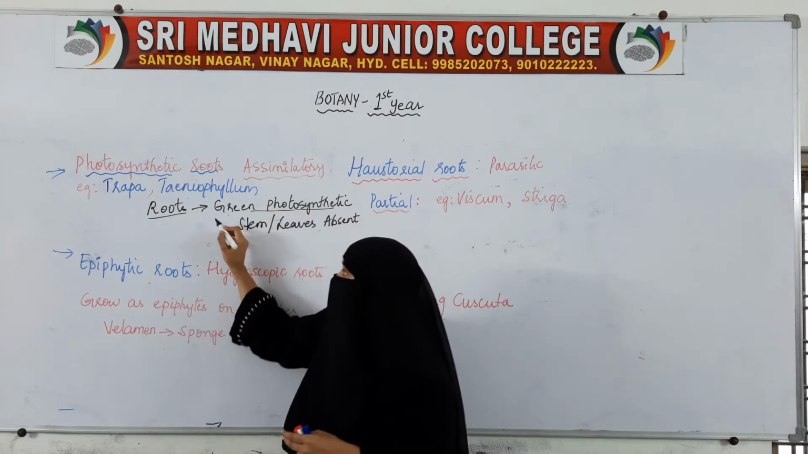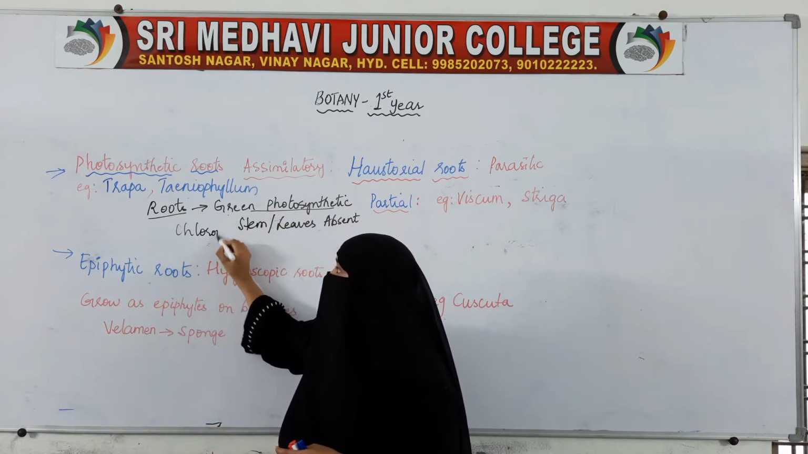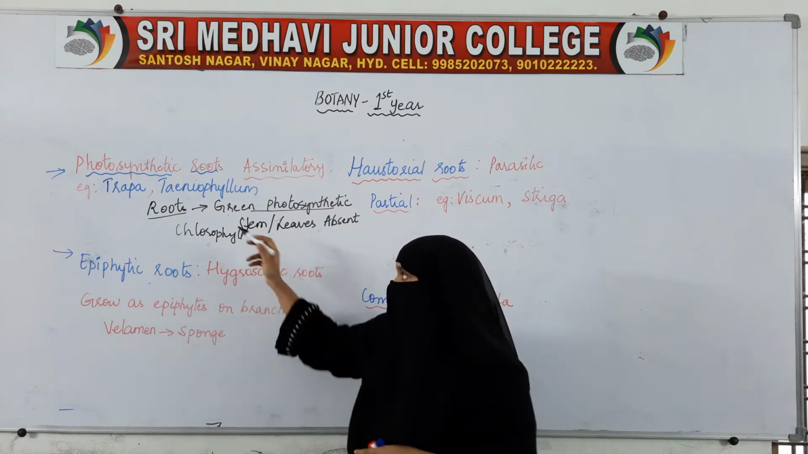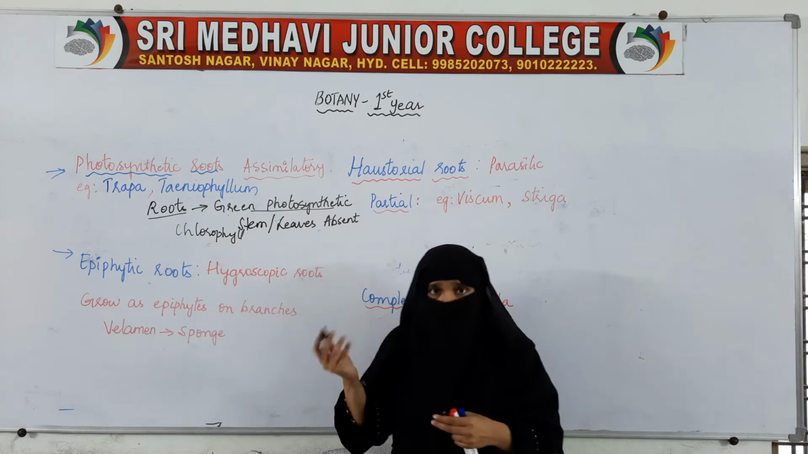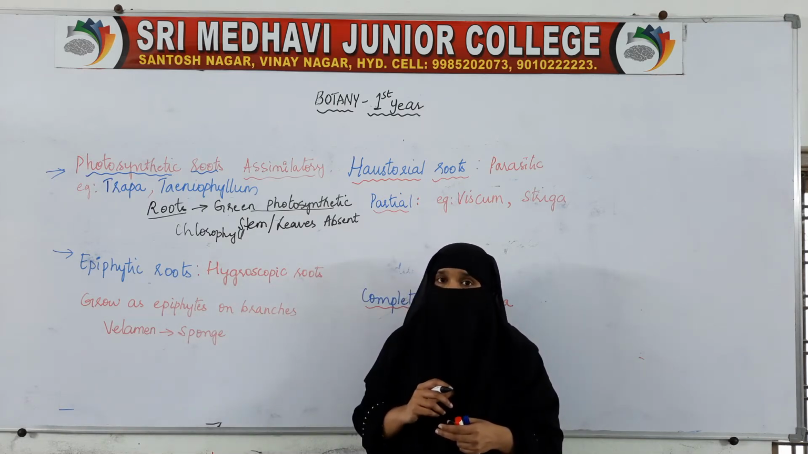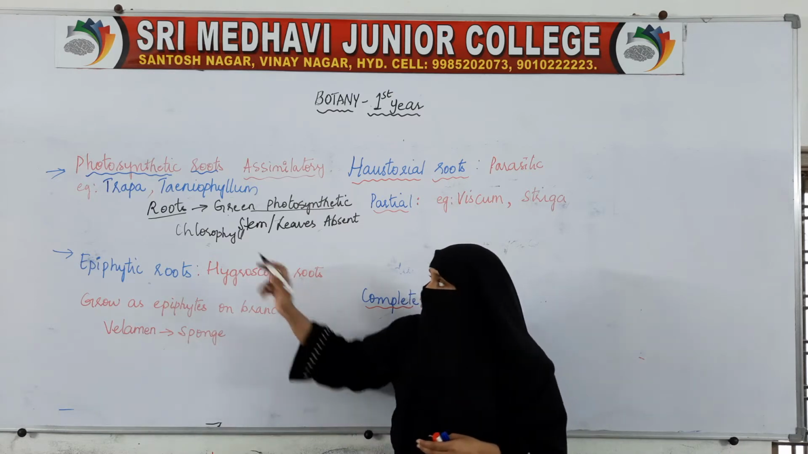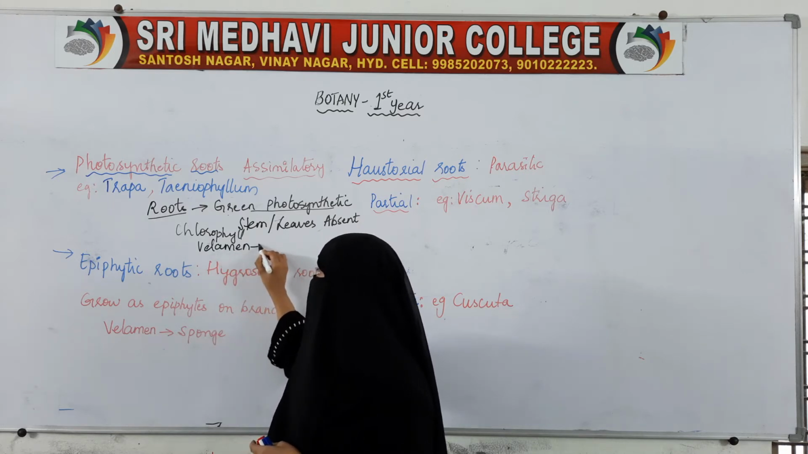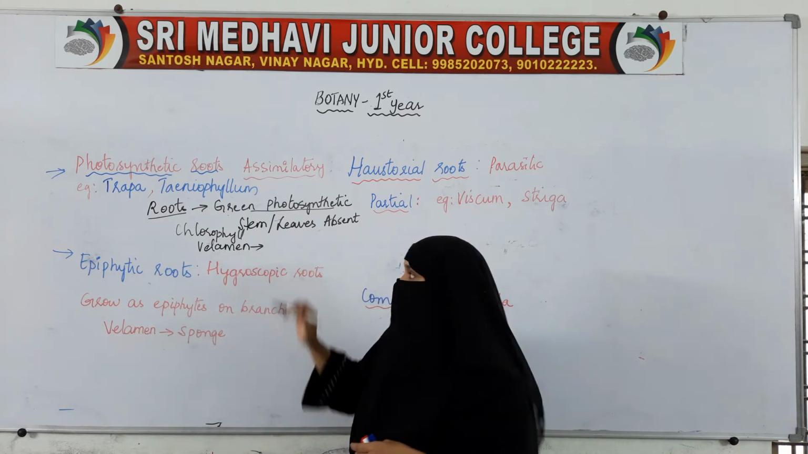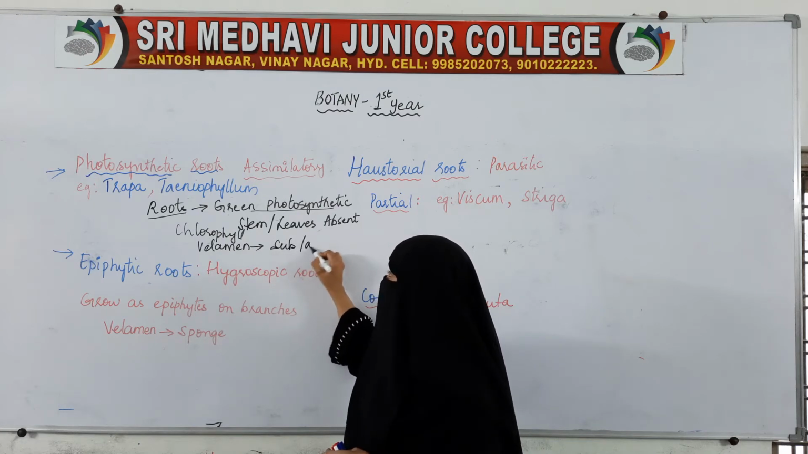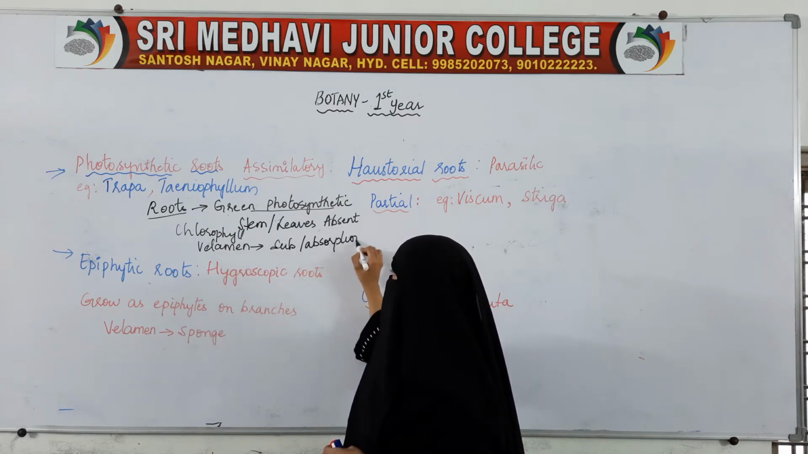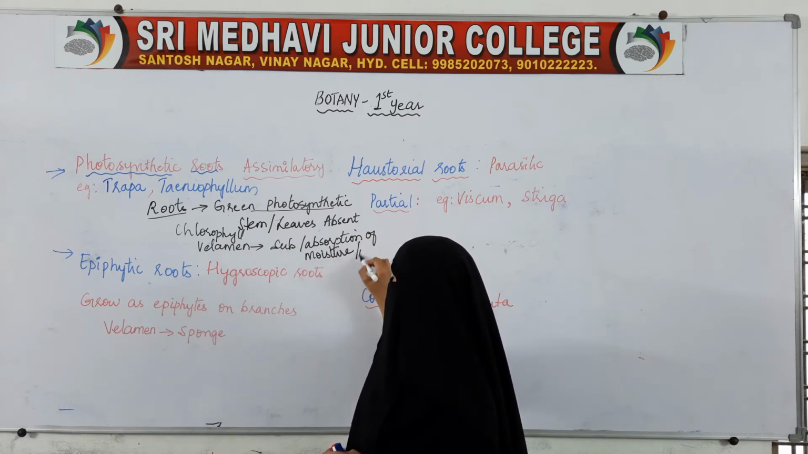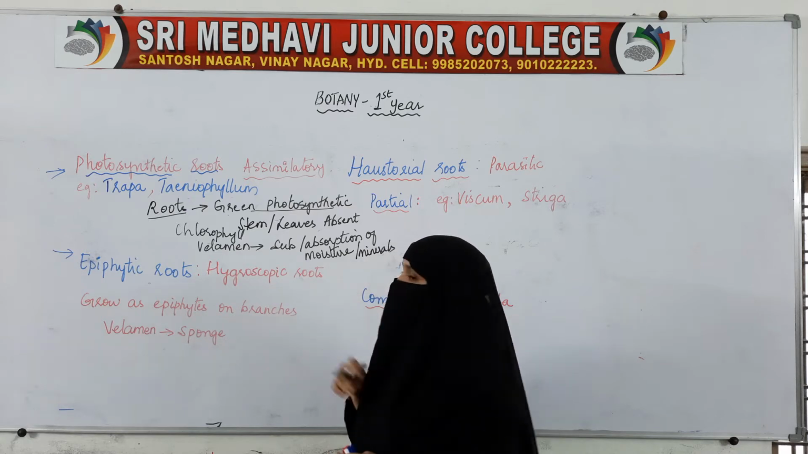That means the roots will have chlorophyll. When it has chlorophyll, it helps in performing the function of photosynthesis. Apart from chlorophyll, it also has velamen. Velamen is a substance which helps in absorption of moisture and minerals from the atmosphere.